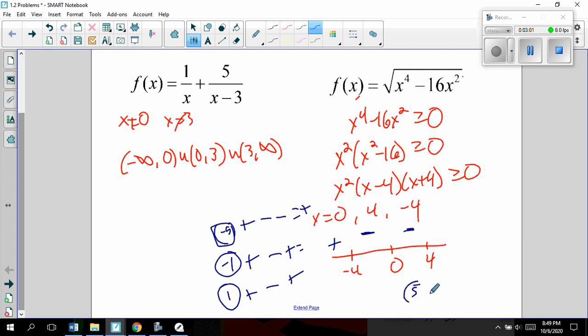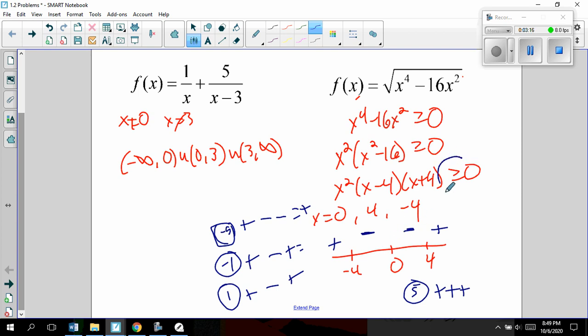And then if I try 5, 5 squared is positive, 5 minus 4 is positive, 5 plus 4 positive. So this thing is positive. So this is what your sign chart looks like. And remember, I warned you, not everything will alternate. Here is one where you do not always alternate.